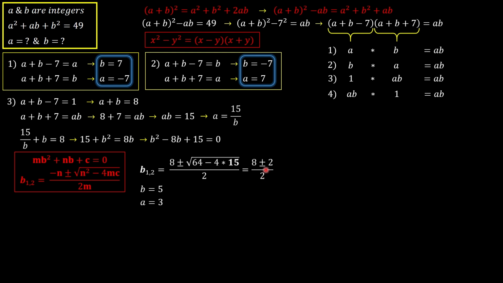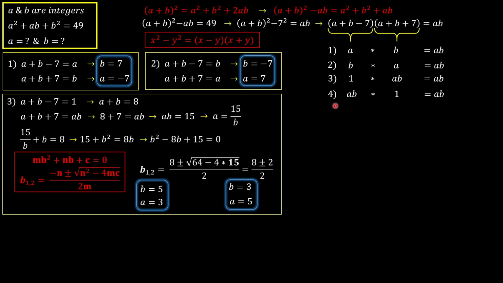Now let's check the second solution. 8 minus 2 will be 6. 6 divided by 2 will be 3. Then a will be 5. So if we put these values into our equation, we also find that this answer is correct. So both answers are correct.